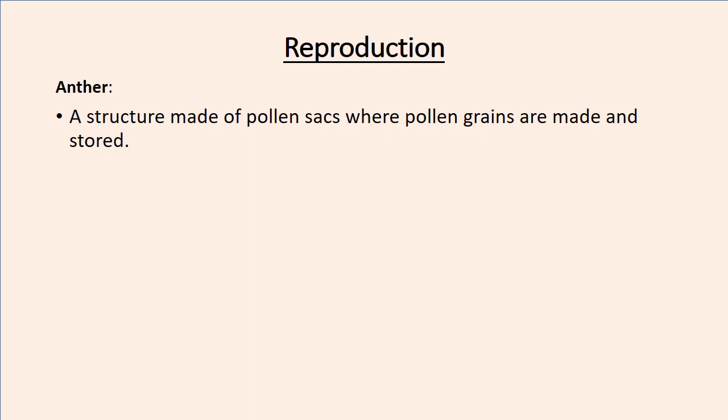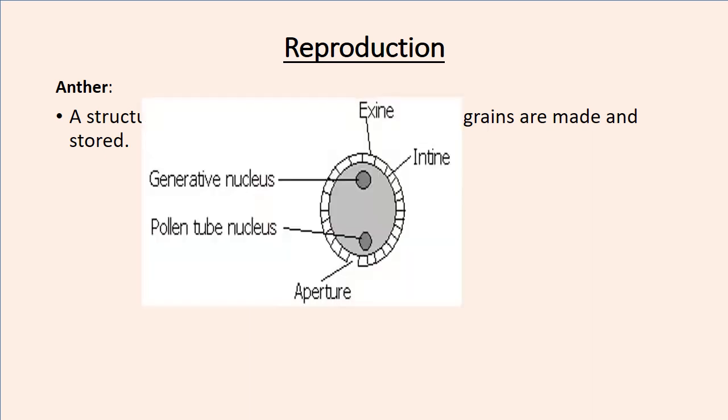Just like the way we looked at the ovule, let's take a look at the structure of a pollen grain. A pollen grain has an outer membrane called the exine. Then it also has an inner membrane called the intine. Inside here there is an opening called the aperture. Then inside there are these 2 nuclei, and each has a role in making sure that fertilization occurs.